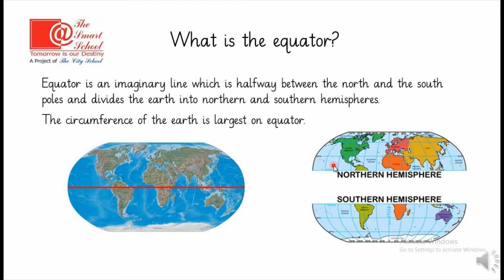Now to make it easy for you, I've just separated northern hemisphere and southern hemisphere. See, this part is the northern hemisphere, it's like this, and the bottom part is the southern hemisphere like this, and in between these two hemispheres is the line which is called equator. Means equator is the line which is dividing the earth into northern and southern hemisphere. But remember, it's just an imaginary line. The circumference of the earth is largest on equator. You can observe this here.